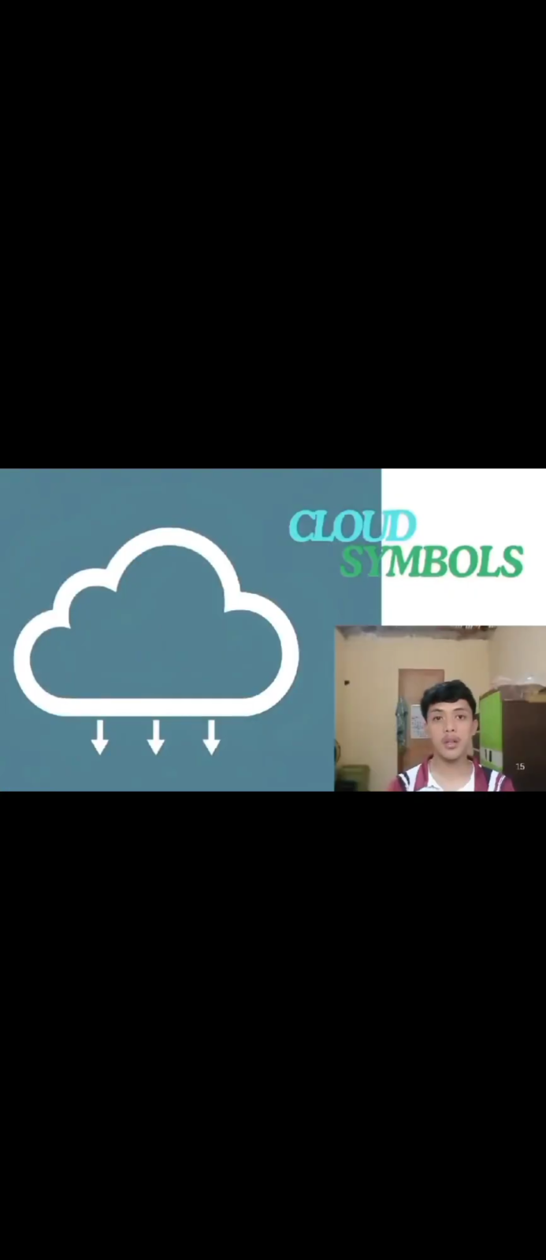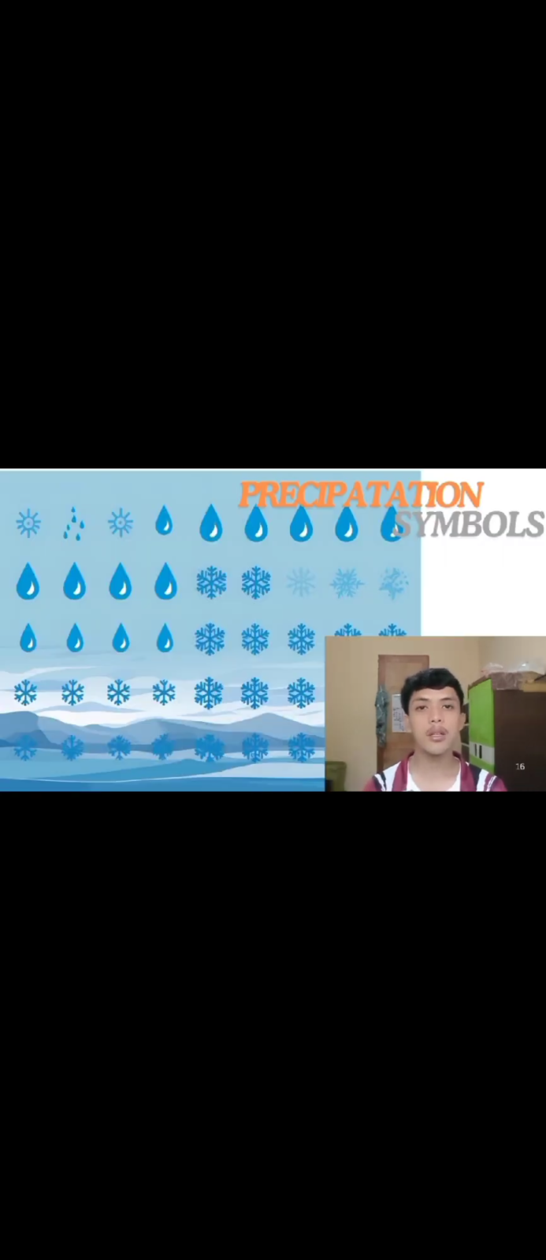helping us decipher the weather conditions. Let's break down some of the most common symbols. First one is the cloud symbols. Different symbols represent different cloud types, like cirrus, cumulus, and stratus, and give us clues about the weather. Next is precipitation symbols. Symbols for rain, snow, hail, and sleet tell us what type of precipitation to expect.